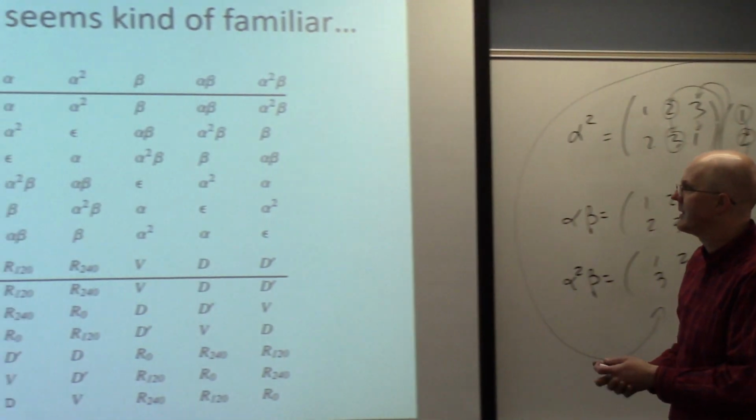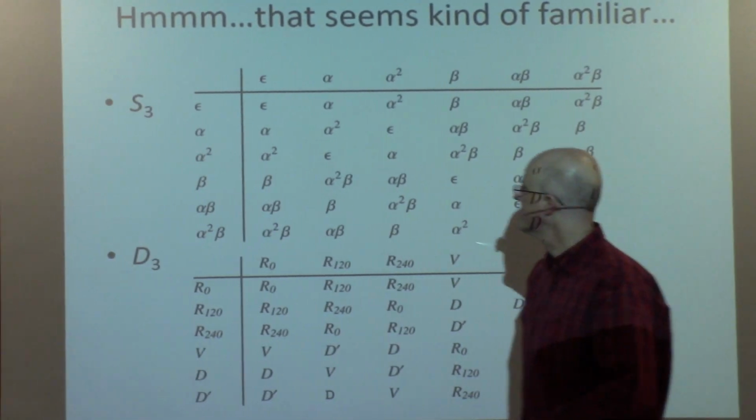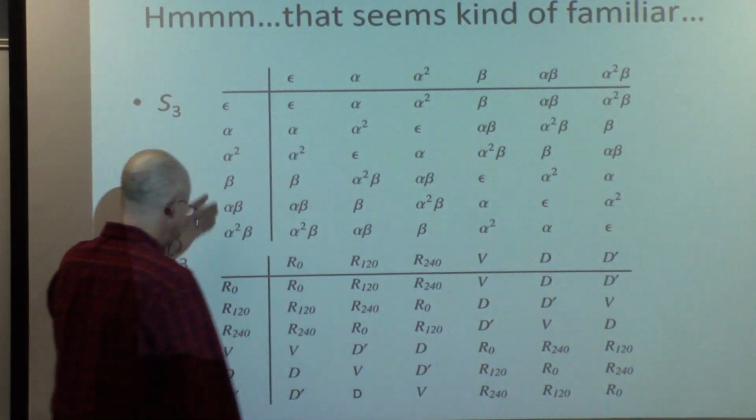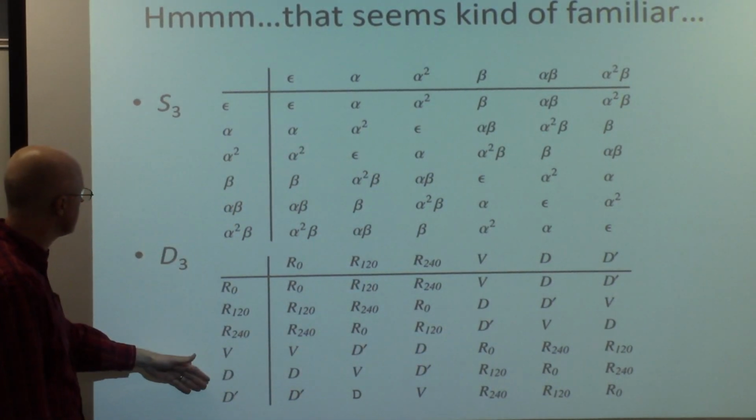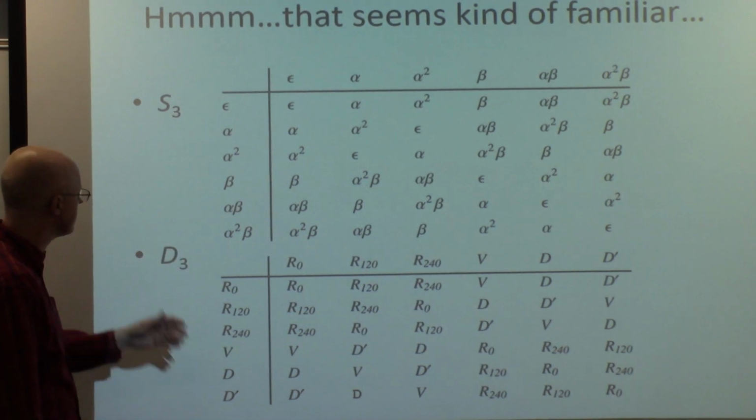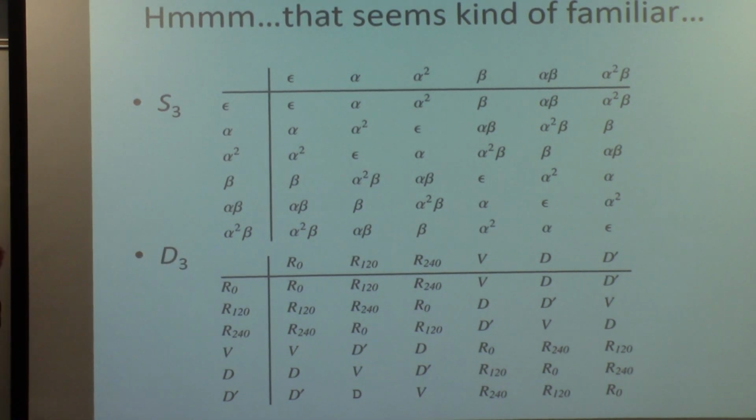So with the ordering that I picked, at least, beta is playing the role of V, alpha beta is playing the role of D, and alpha squared beta is playing the role of D prime. I'm glancing over it just to make sure it looks consistent, and I think it does.